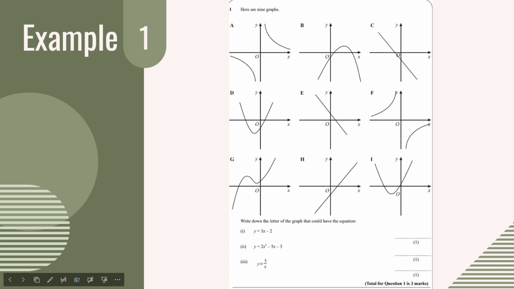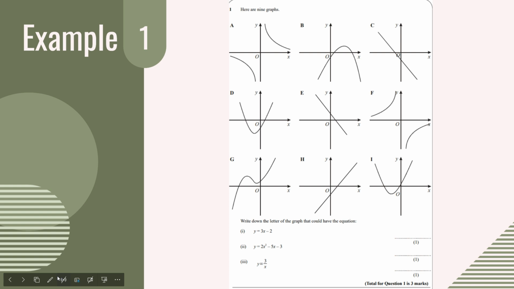Once again, it's that time to have a go at some Maths Genie exam questions. Have a go, pause the video, and unpause when you've done. So, here are 9 graphs. Write down the letter of the graph that could have the equation y equals 3x minus 2, y equals 2x squared minus 5x minus 3, and y equals 3 over x.